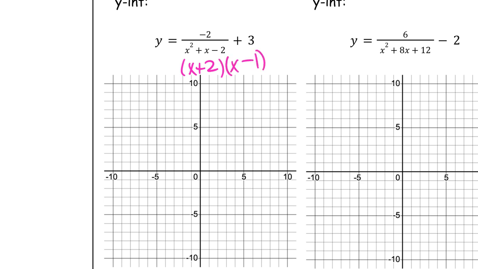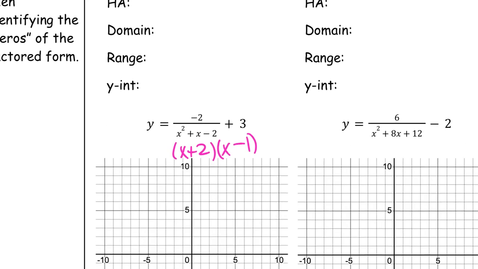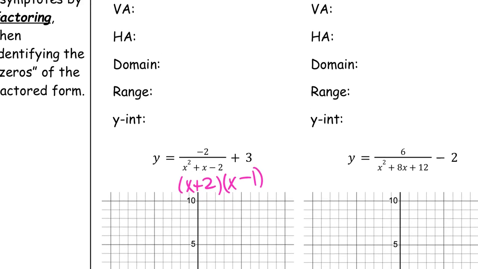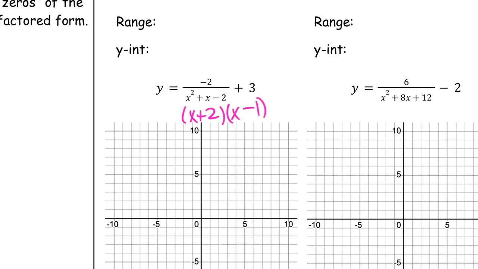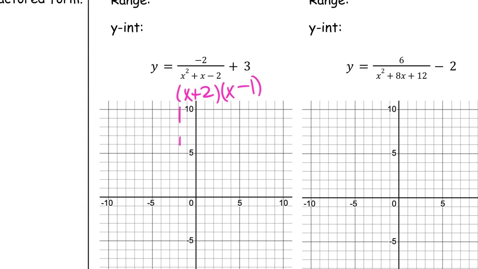X minus 1. Okay, so what are my vertical asymptotes then? X equals. Okay, so now I'm going to go down here and draw those. So at -2. See, you're right. And at x equals 1.